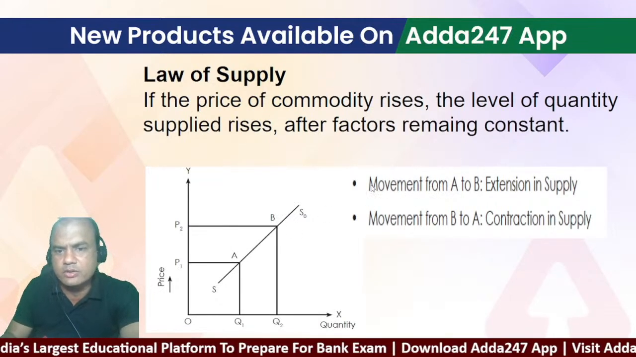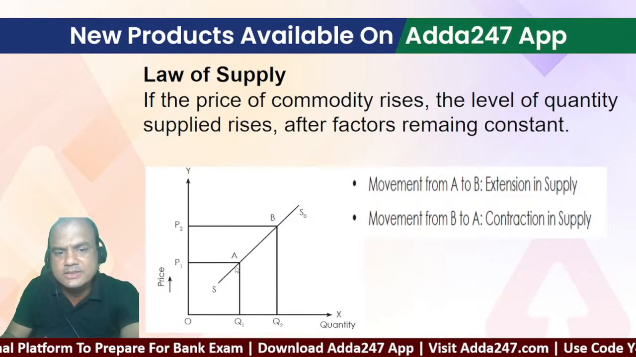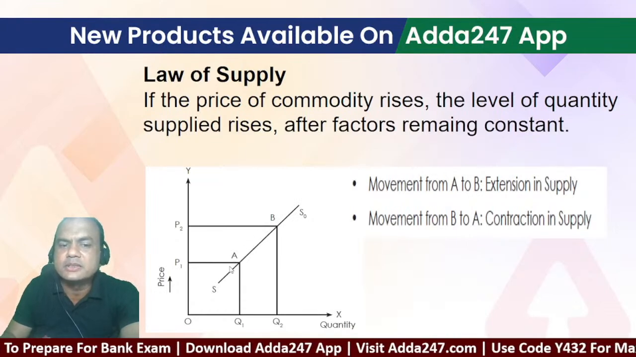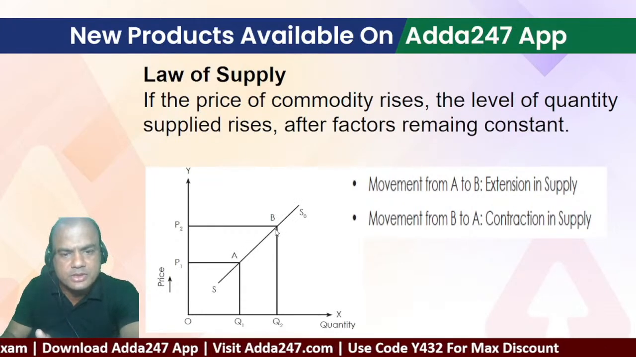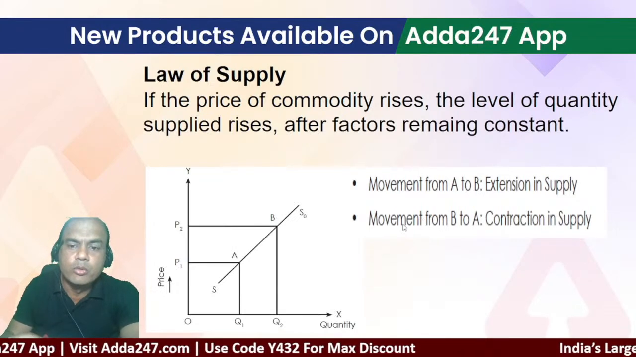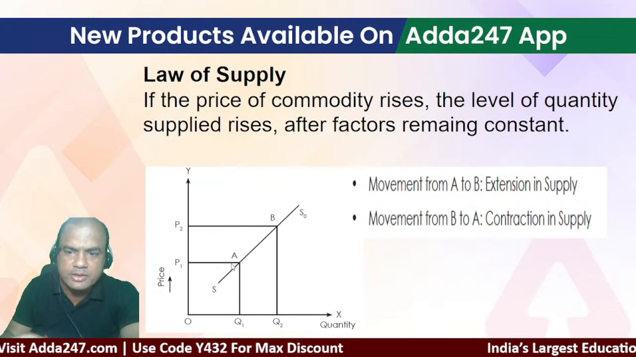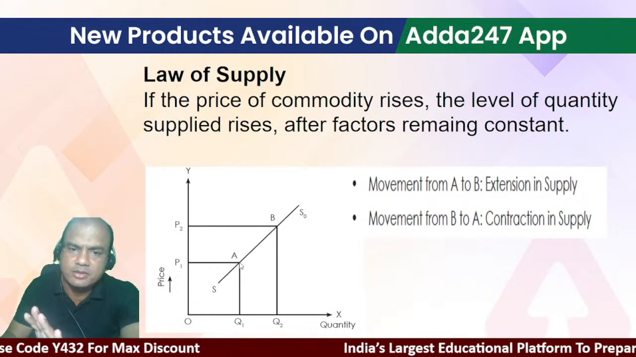So look at this now. Movement from A to B. This is extension of supply. Means supply is extended by whom? Supply is extended by the producer or the distributor, whoever the supplier is. Movement from B to A, the reverse way, is contraction of supply. So supply is reduced over here. Okay, got the point?